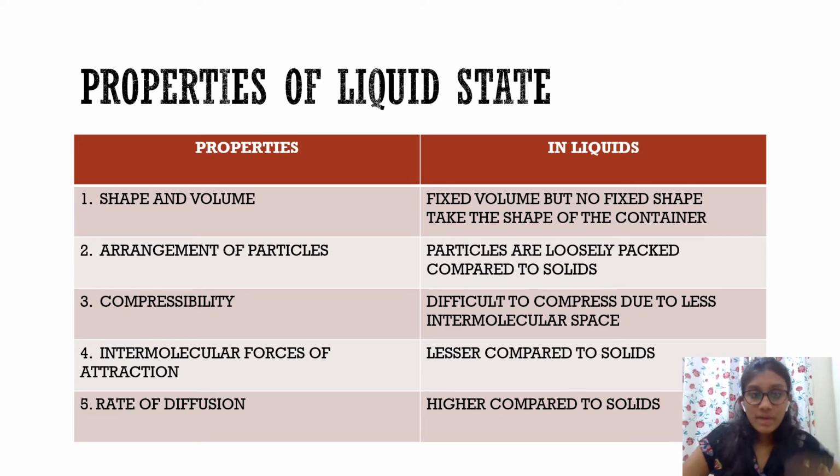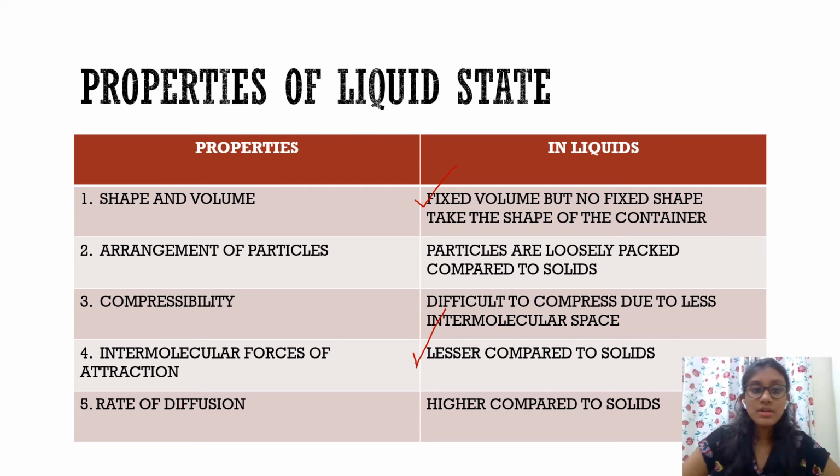Liquids have a fixed volume but no fixed shape. So when you pour a liquid into a container, it takes the shape of the container. The particles are loosely packed compared to solids. They're difficult to compress, again because they have little intermolecular space. The intermolecular forces of attraction are lesser compared to that of solids, and the rate of diffusion is higher compared to solids because the intermolecular force of attraction is lesser compared to solids.